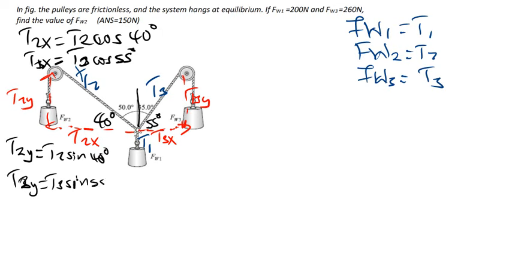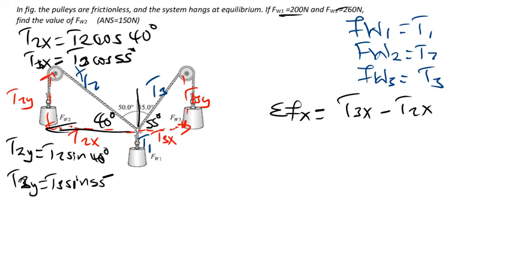Sine 55. This question is direct because we've been given two things. I think I can only use one. If I say the summation of all the forces in the x direction, in the positive x-axis we have T3x, minus, since this one is pointing toward negative x, T2x. So the net force should be equal to 0, so that this is at equilibrium.